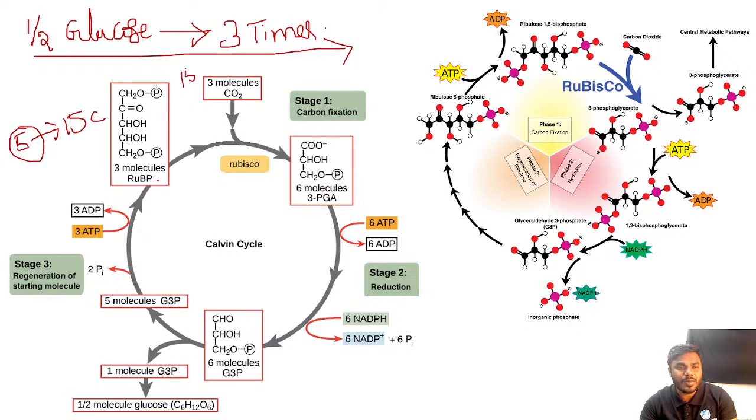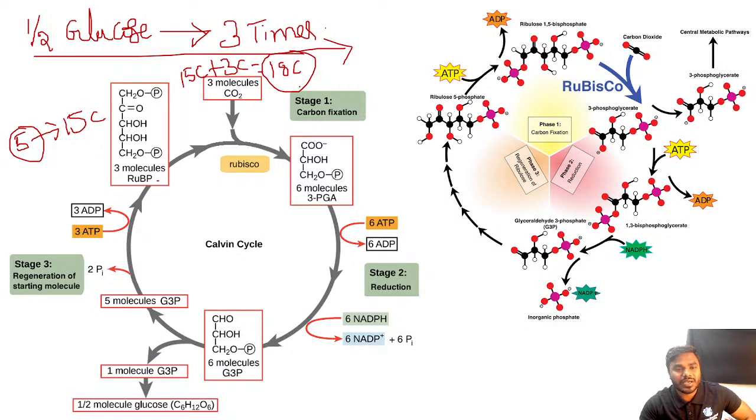So each RuBP is accepting 1 carbon: 15 carbon plus 3 carbon, 18 carbon. My friends, now every one of you pay utmost attention. As we read, our stable or intermediate product should be a 3-carbon containing compound only. My friends, now how many carbons do we have in our hand? We have 18 carbons.